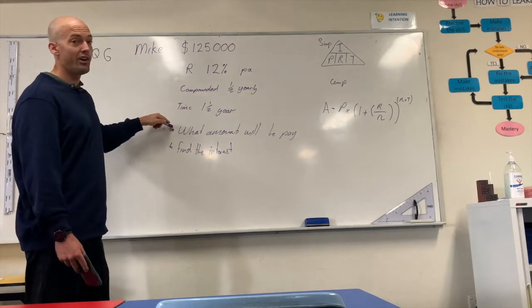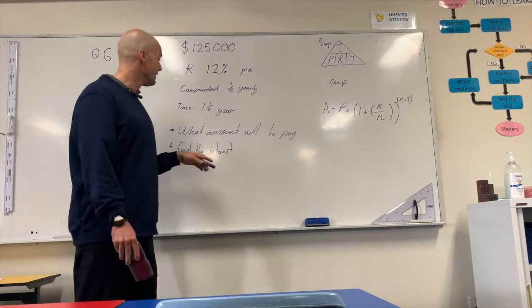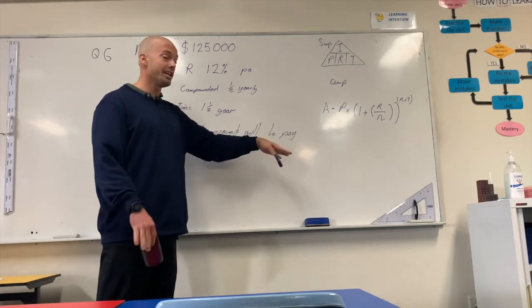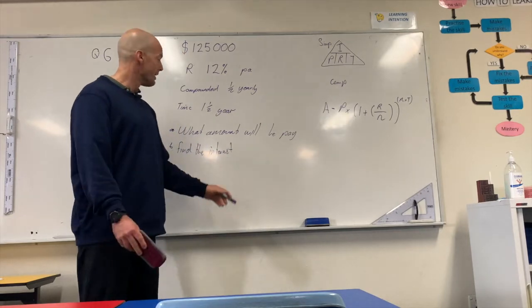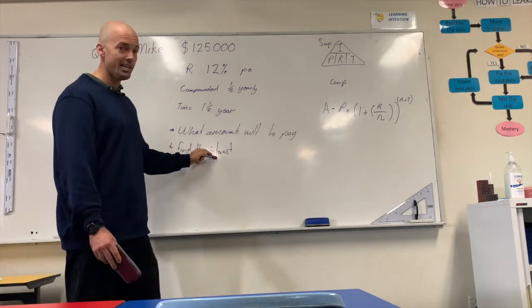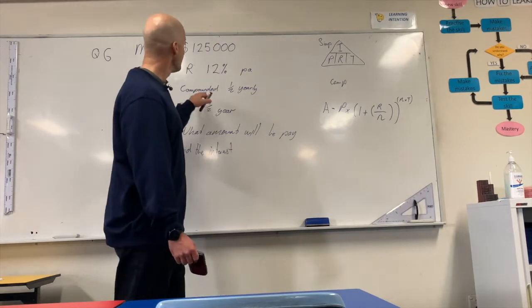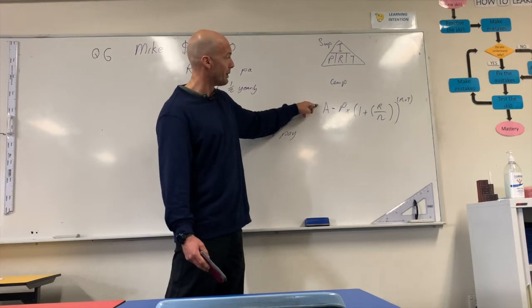If you read further in the question, this is question 6 from the worksheet I handed out the other day. It asks, what amount will he pay? That's the total amount, which is the principal plus the interest on top. And then the second bit, we find the interest of how much he pays. This is compounded, so it's compound interest. So I'm going to go to the compound interest formula.